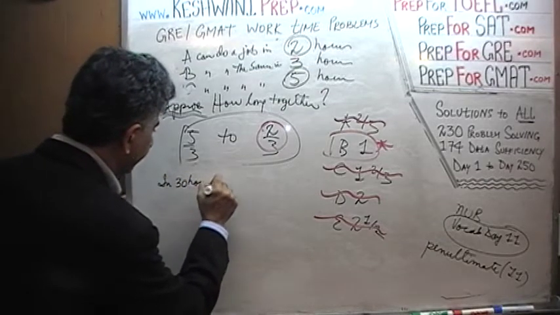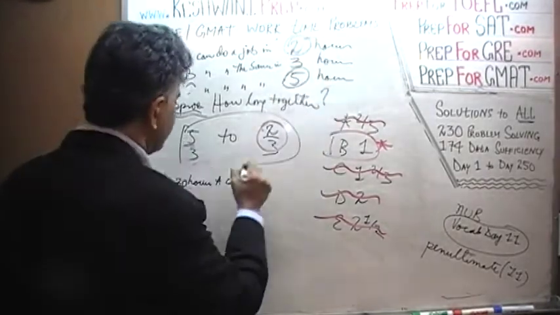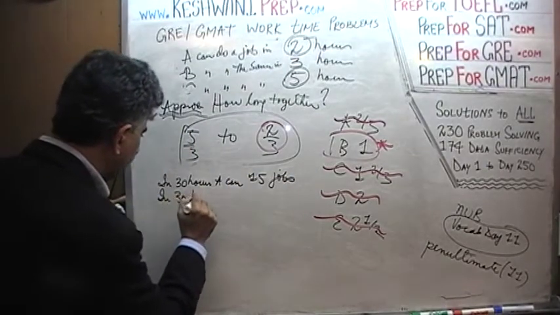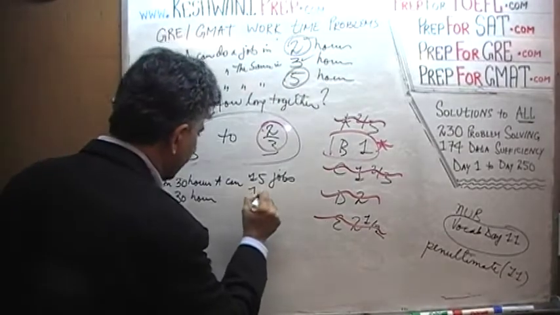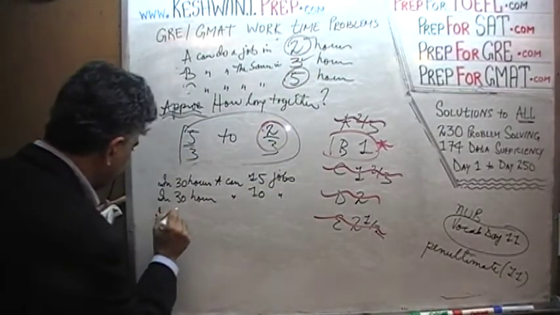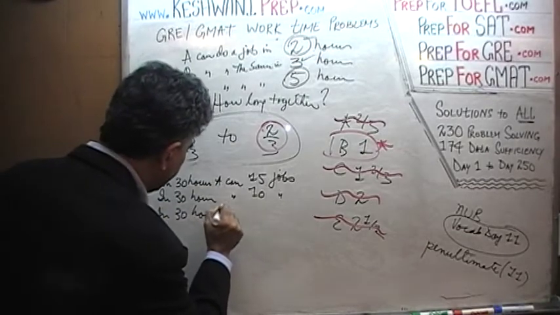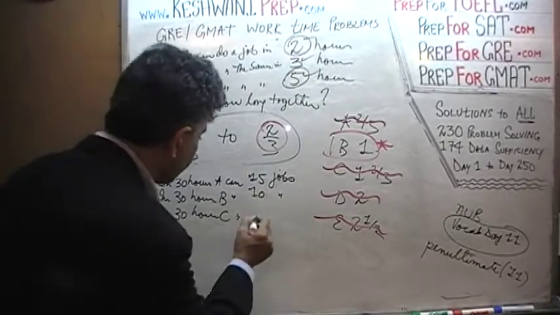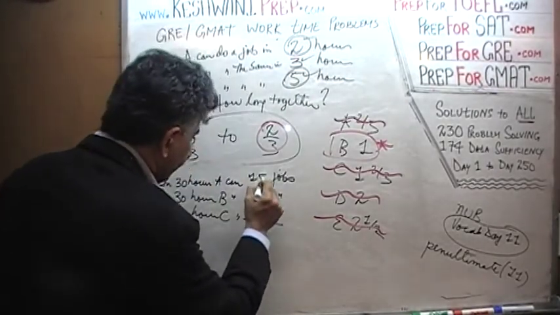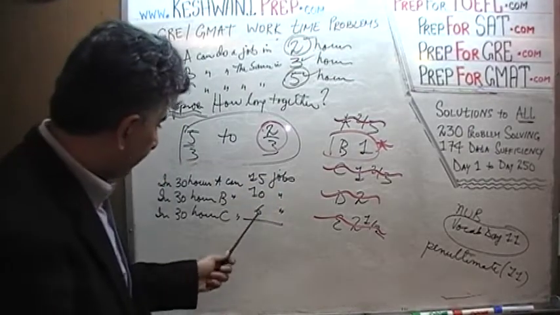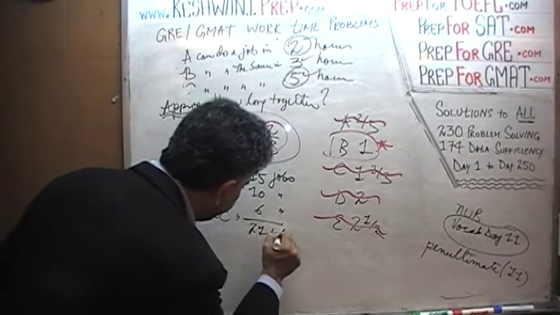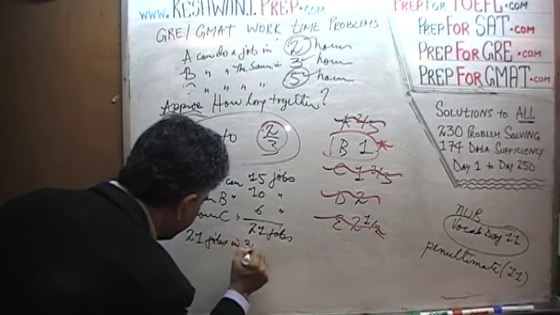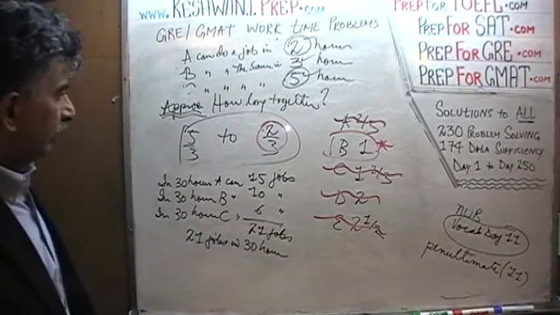In 30 hours, A can do 15 jobs. In 30 hours, B can do 10 jobs. In 30 hours, C takes 5 hours per job, therefore C can do 6 jobs. 15 plus 10 is 25, 25 plus 6 is 21. They can do 21 jobs in 30 hours. Okay, stay with me in the story. 21 jobs in 30 hours.